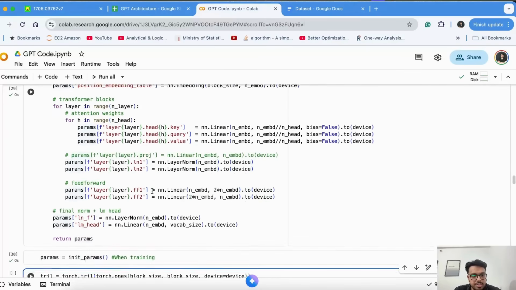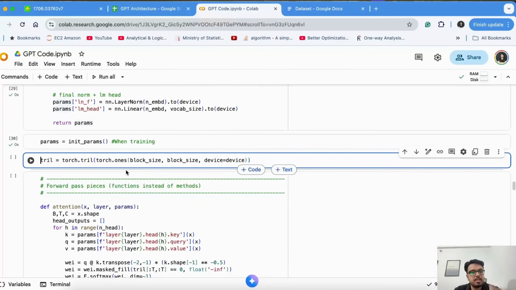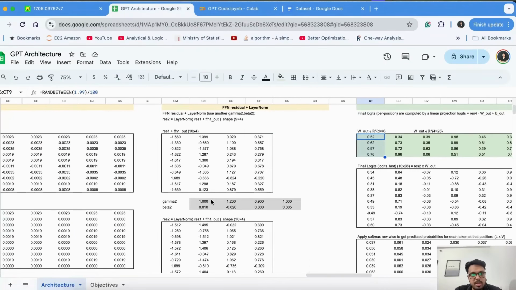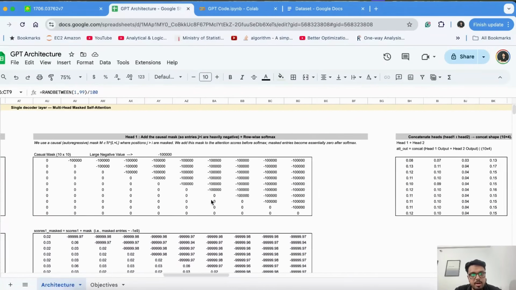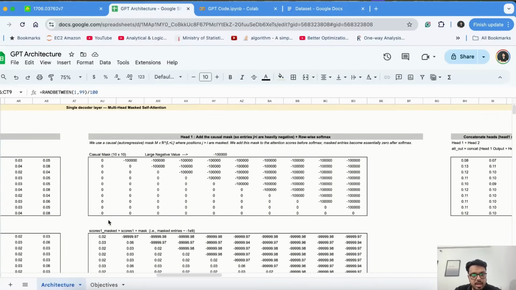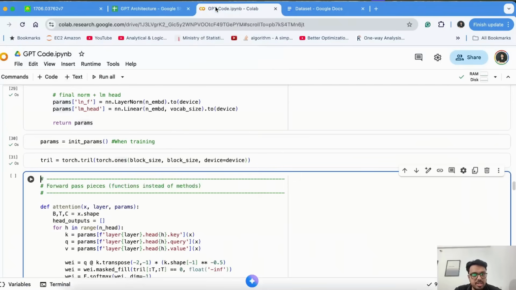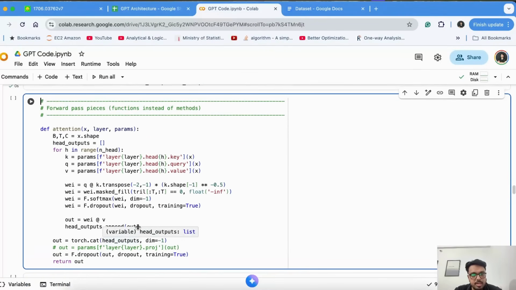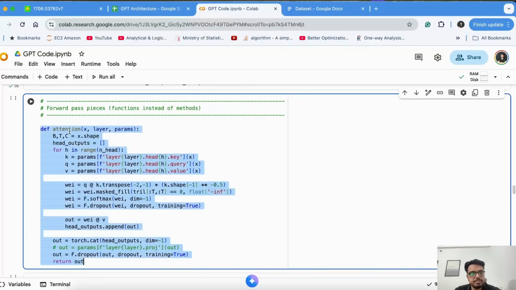Let's call this function, and then we are effectively defining a lower triangle. This is again to take care of the causal masking. Causal masking, I hope you remember, comes from this part of the architecture, which is done within each head individually. Okay. Now let's code up each of the different layers. So first thing is the attention layer that we will be coding up.